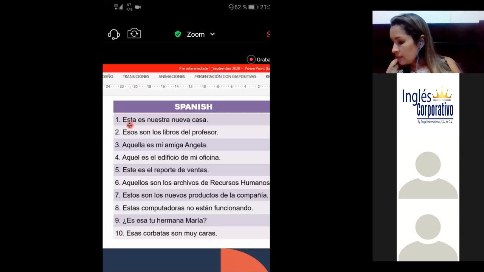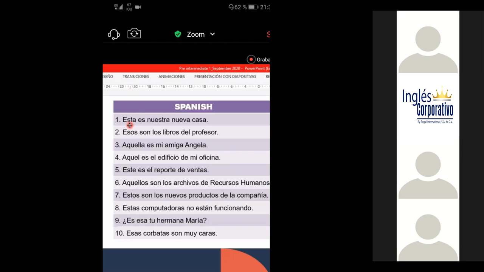Resource. Number 7 says, estos son los nuevos productos de la compañía. Then it would be this. These are the new products of the company. These are the new products of the company.